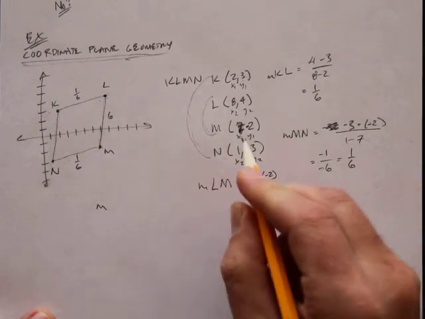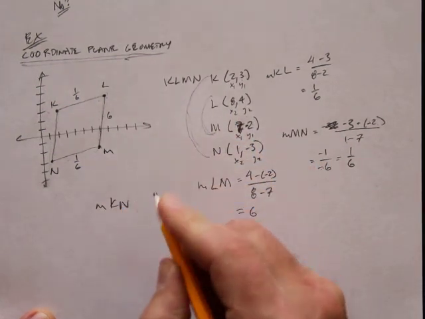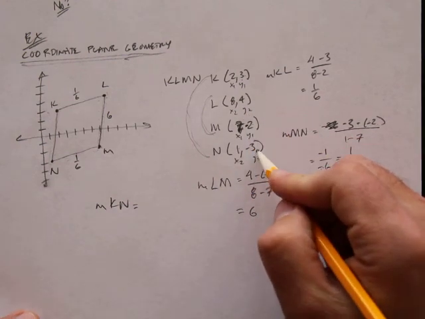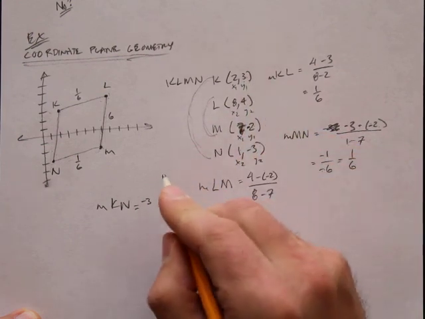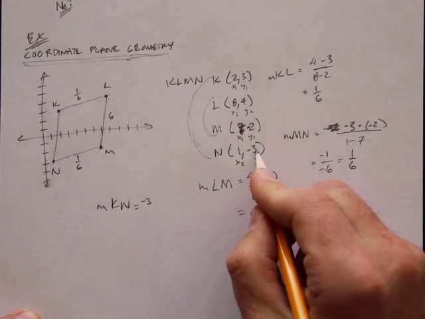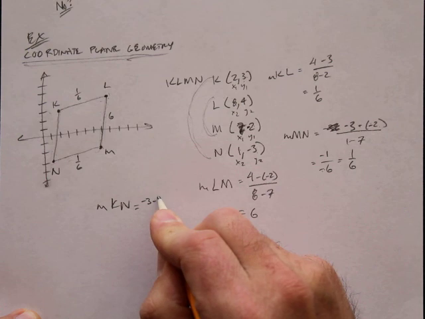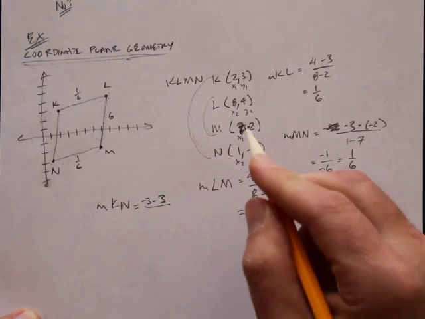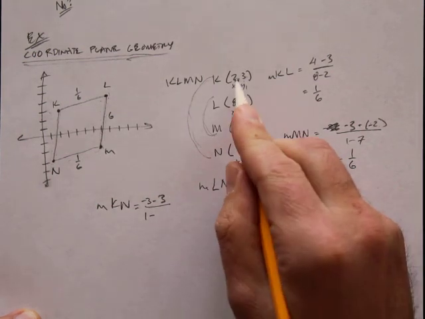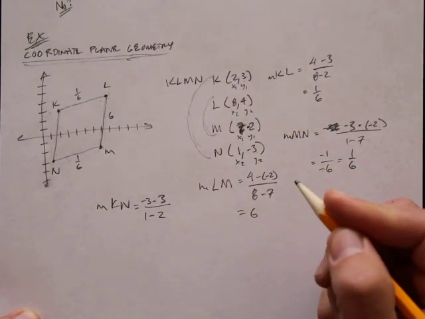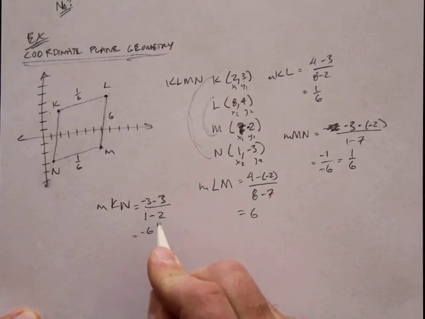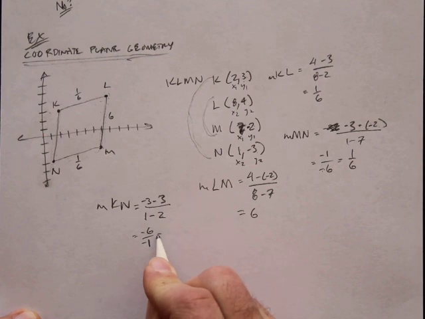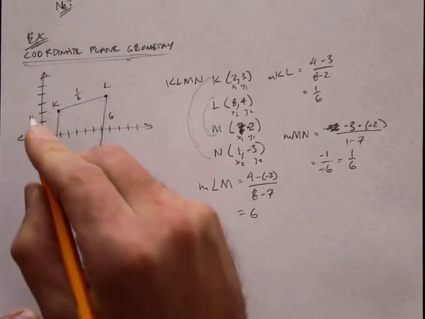Let's do it over here. Slope of KN equals y2, which is negative 3, minus y1, which is 3, over 1 minus 2. All right, so negative 3 minus 3 is negative 6. 1 minus 2 is negative 1. So that gives me positive 6.